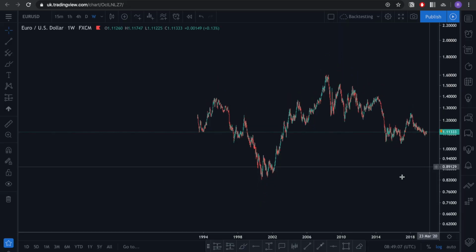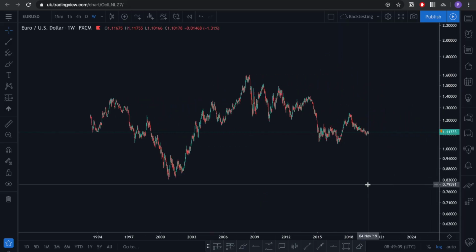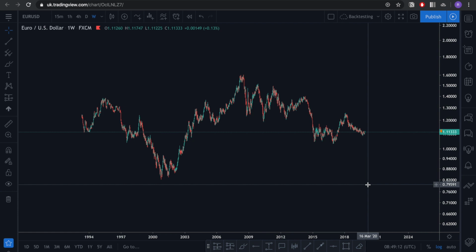Here we are in TradingView. As you can see, TradingView is the platform that I use to trade on and to review my charts. And if you want, I will leave a link down in the description for you to join TradingView too. It's a platform that I really recommend if you want to trade Forex.